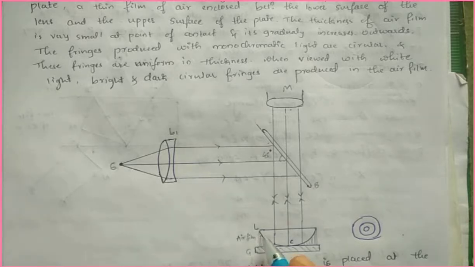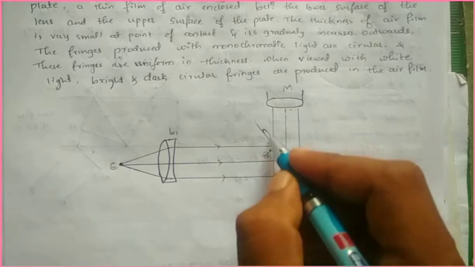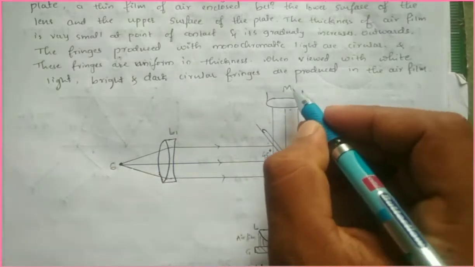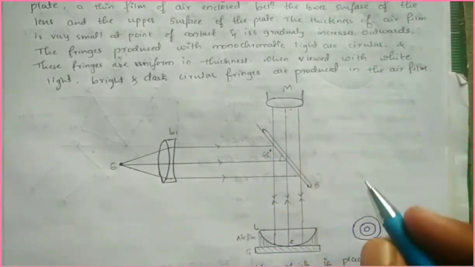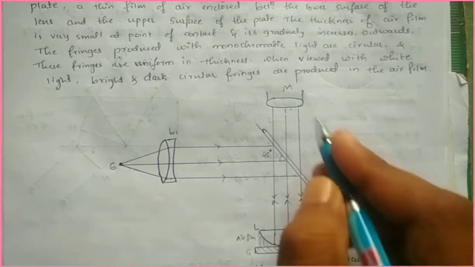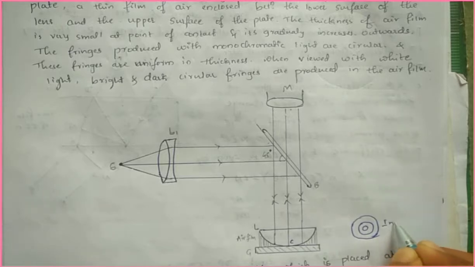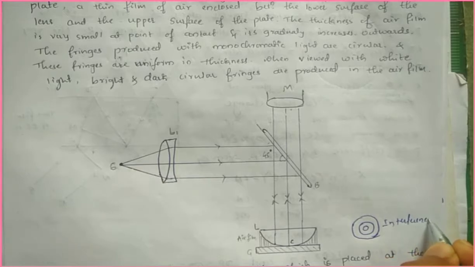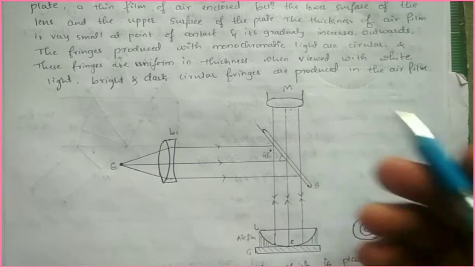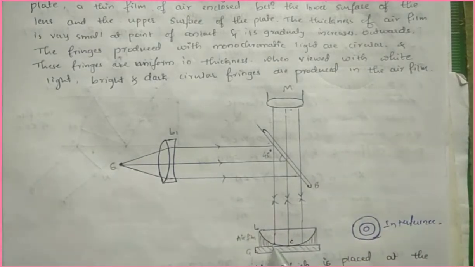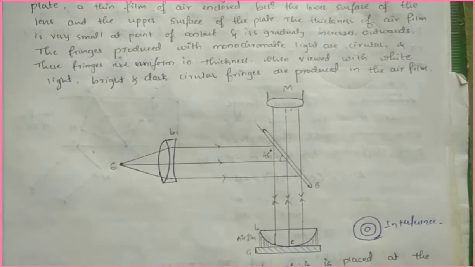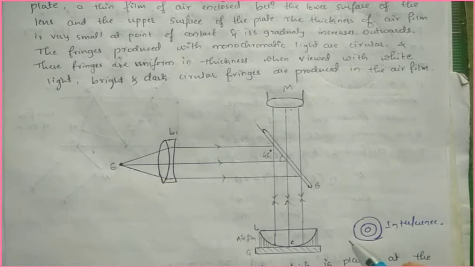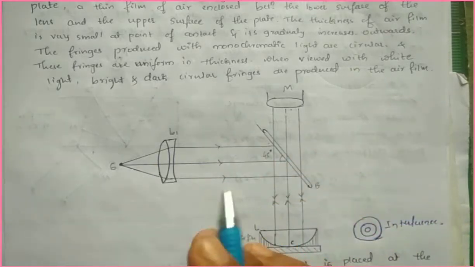When it is incident on this plano-convex lens, it is reflected back towards the microscope M, and in this microscope we observe uniform circular bright and dark fringes, which is nothing but an interference pattern. This pattern will be observed on the microscope. The incident light is reflected from the upper and lower surfaces of the film. Due to this reflection, the interference pattern is formed.